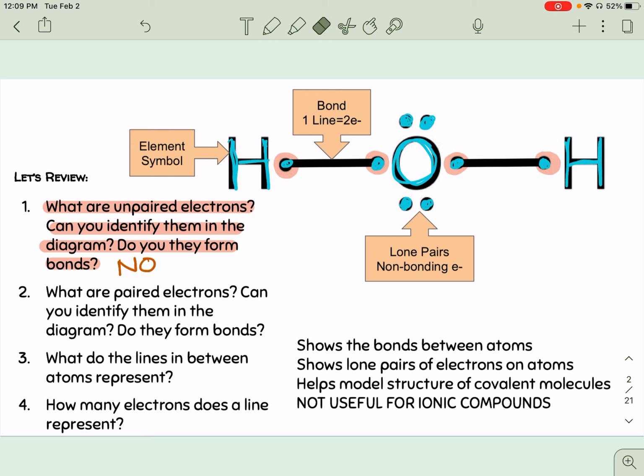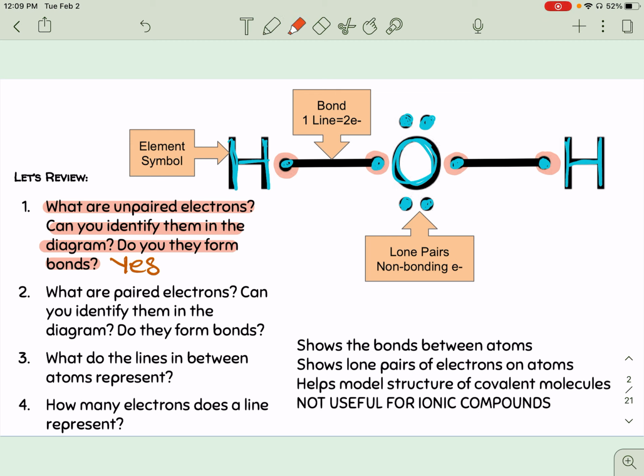No, that's wrong. I lied. Yes, they do form bonds because they are lonely. They are sad and lonely and they want a partner. They just want their boyfriend or girlfriend electron. And so they're going to bond. They're going to form bonds.